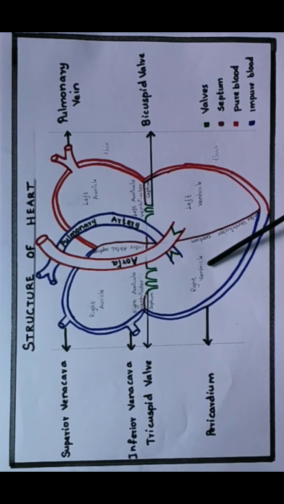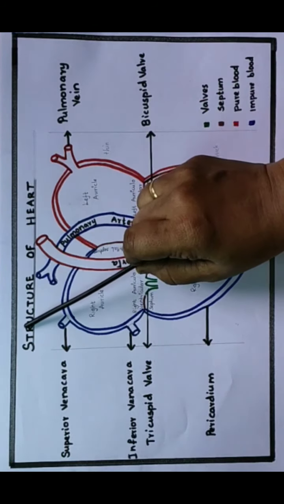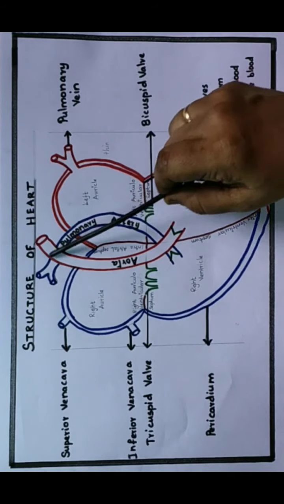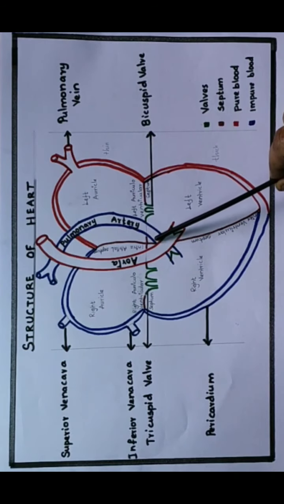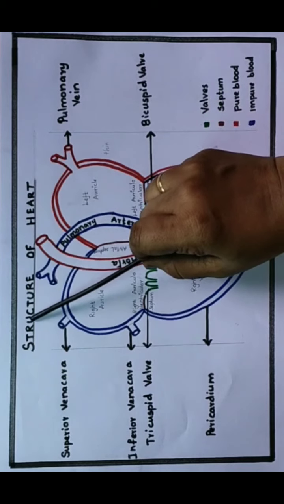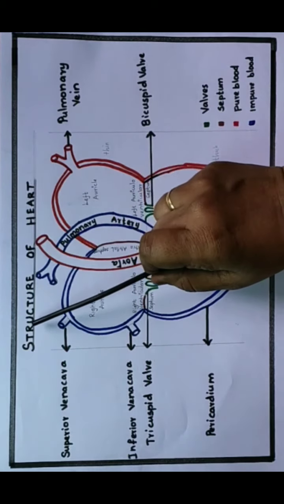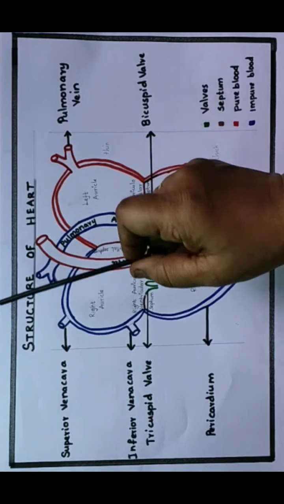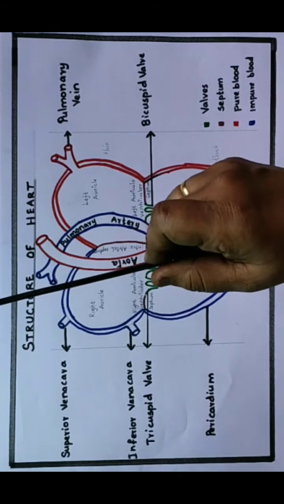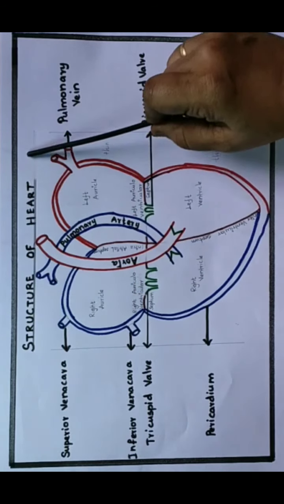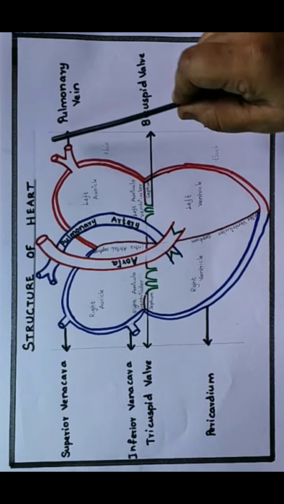And from the right ventricle, the impure blood is taken to the lungs through the pulmonary artery. Usually, arteries carry only the pure blood except pulmonary artery. So, this pulmonary artery carries the impure blood to the lungs to get it purified. Lungs supply the oxygen. So, the purified blood from the lungs is taken again back to the heart through pulmonary vein.